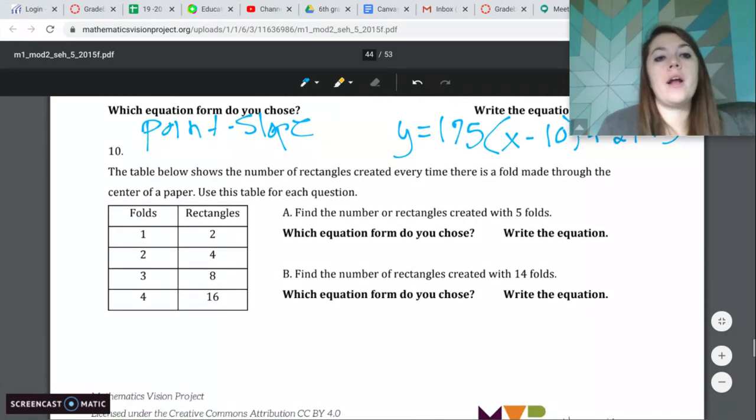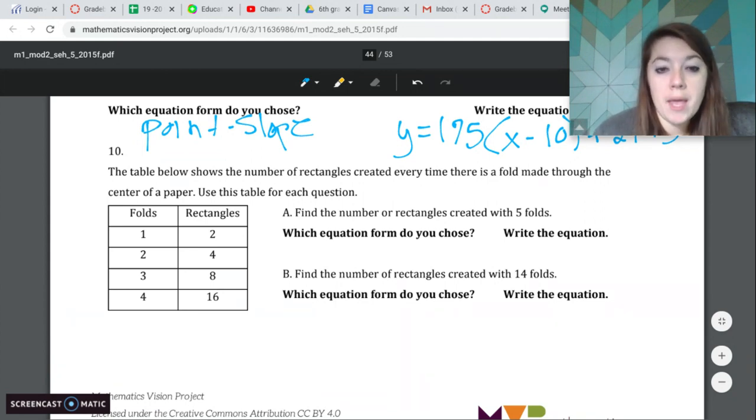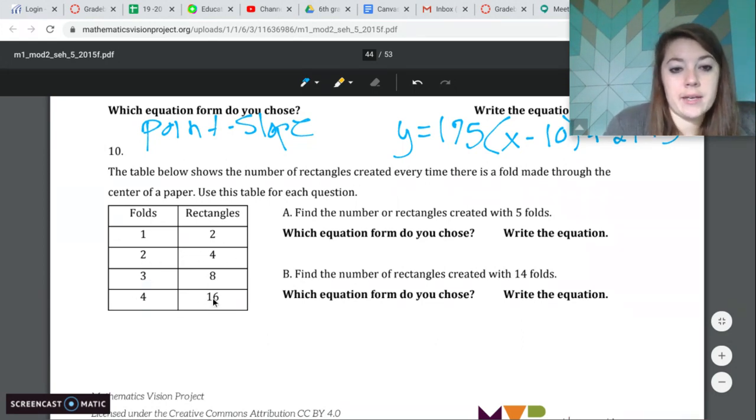All right. For number 10, the table below shows the number of rectangles created every time there is a fold made through the center of a paper. Use this table for each question. Find the number of rectangles created with 5 folds. So how would we find this? Obviously, we have up to 4 folds, and we see 1 fold is 2 rectangles, 2 is 4, 3 is 8, 4 is 16. So how would we find 5? What equation should we use?